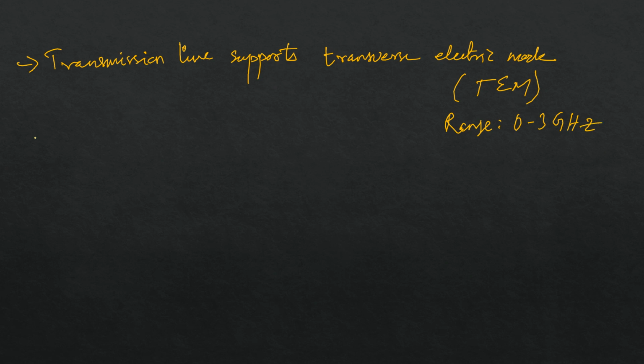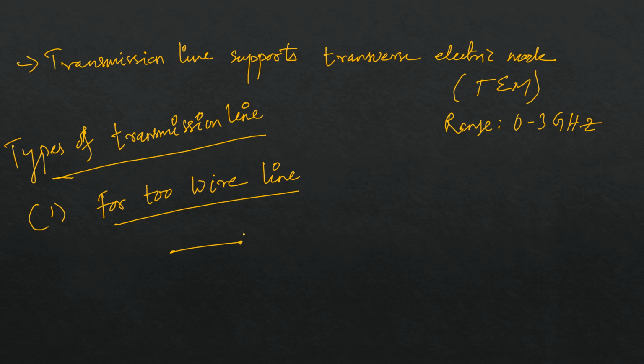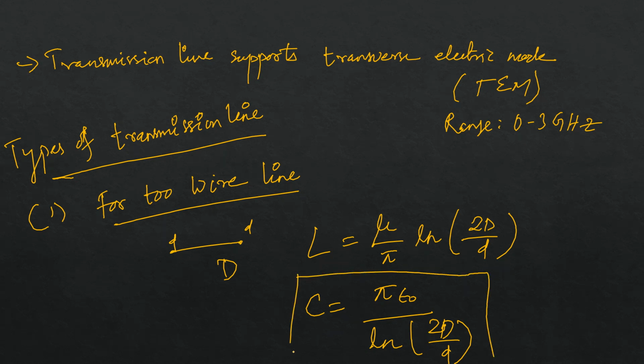All right. So what are the types of transmission line? First one is for a two-wire line. So this is suppose a wire. Here L, the inductance, is mu by pi ln 2d by d. This is your inductance. So capacitance here is pi epsilon naught by ln 2d by d. Right, this is the capacitance per unit length.